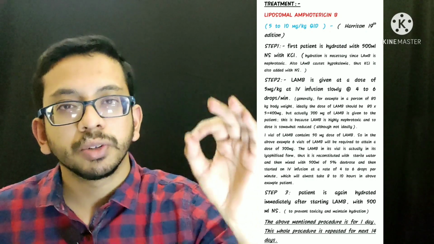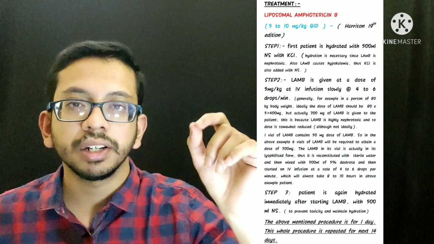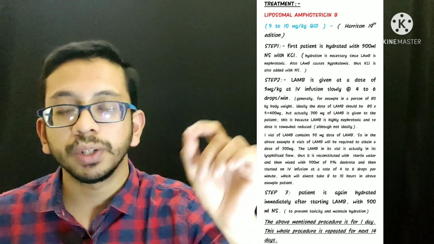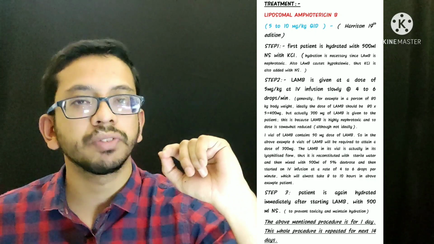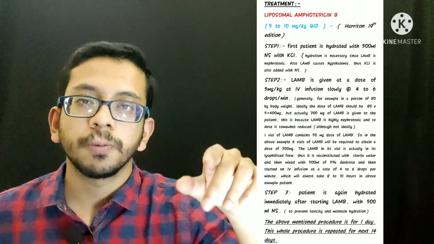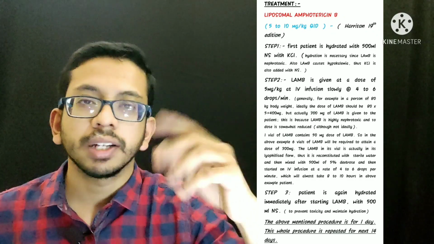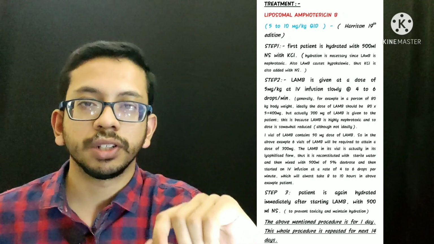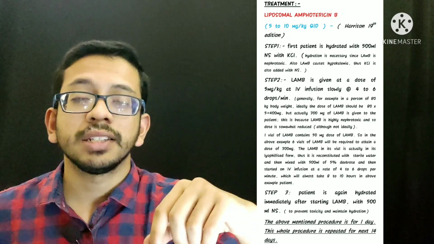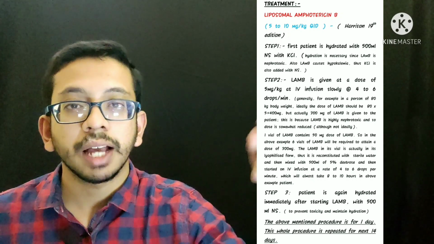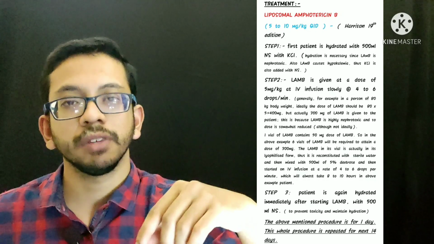In LAM therapy, first you will hydrate the patient. How will you hydrate the patient? It is 500 milliliters of normal saline with KCl. Why hydrate the patient with 500 NS? It is because LAM is highly nephrotoxic, and hydration reduces the nephrotoxicity of LAM. Why is KCl added? Because LAM causes hypokalemia, so it prevents hypokalemia from happening.